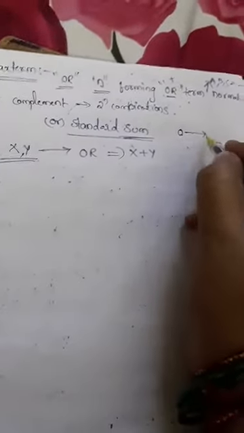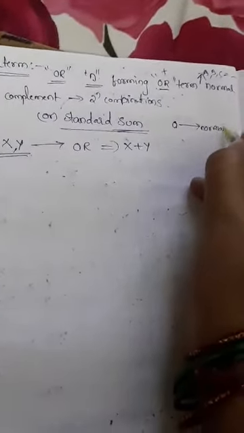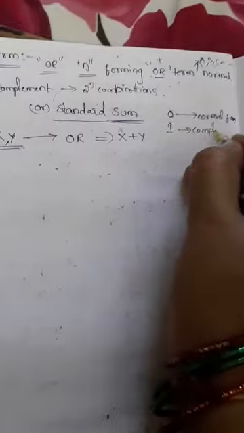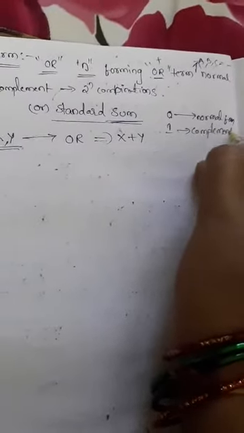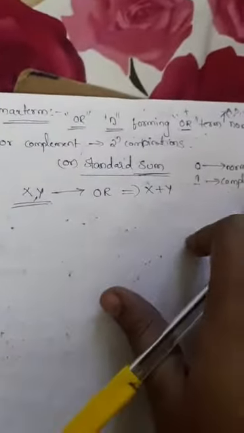In this max term, 0 is represented as normal form, and 1 is represented as complement form. This is exactly opposite to the min term concept. For min term, 1 is normal and 0 is complement. For max term, we take 0 as normal and 1 as complement.